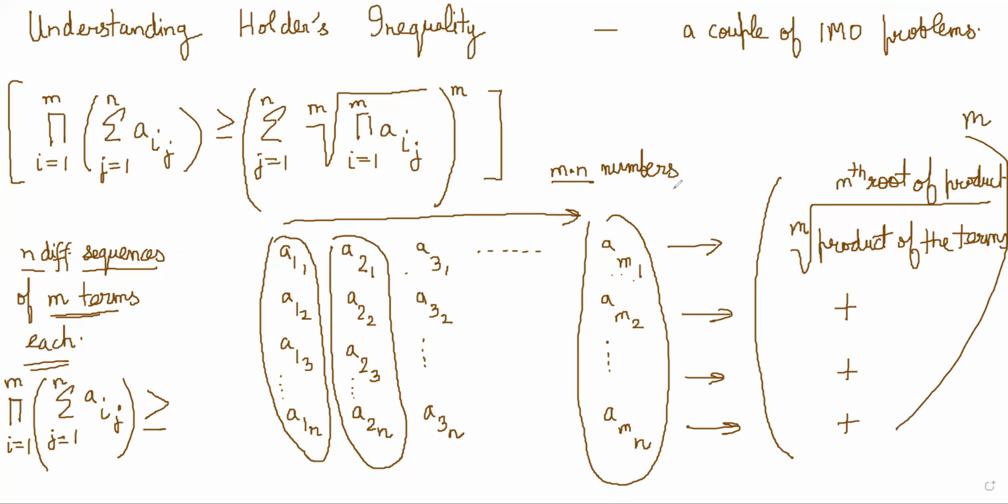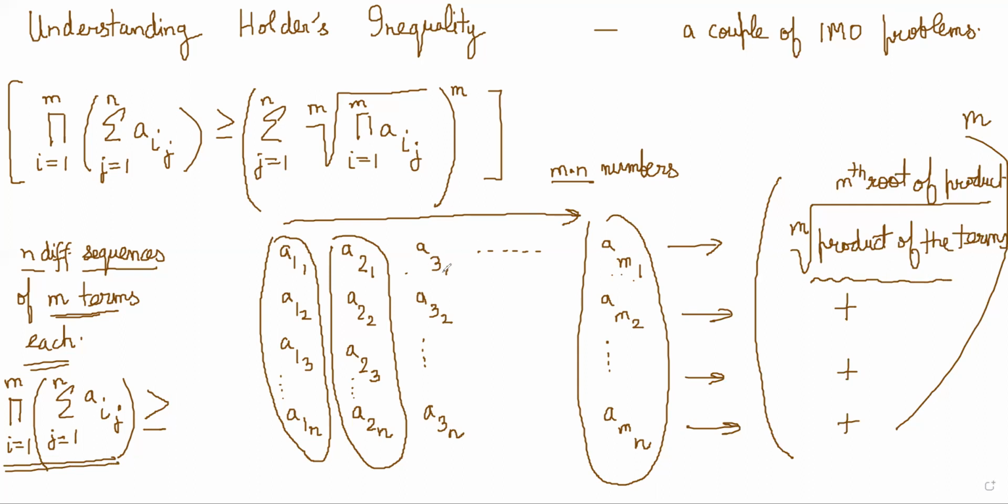So what do we do on the row side? We take the product of all terms in each row, take the mth root of that, sum up all such mth roots, and then take the whole power m. And Holder's inequality just says that this column quantity, the product of the sums, is greater than or equal to the sum of the mth roots of the products, raised to the power m.